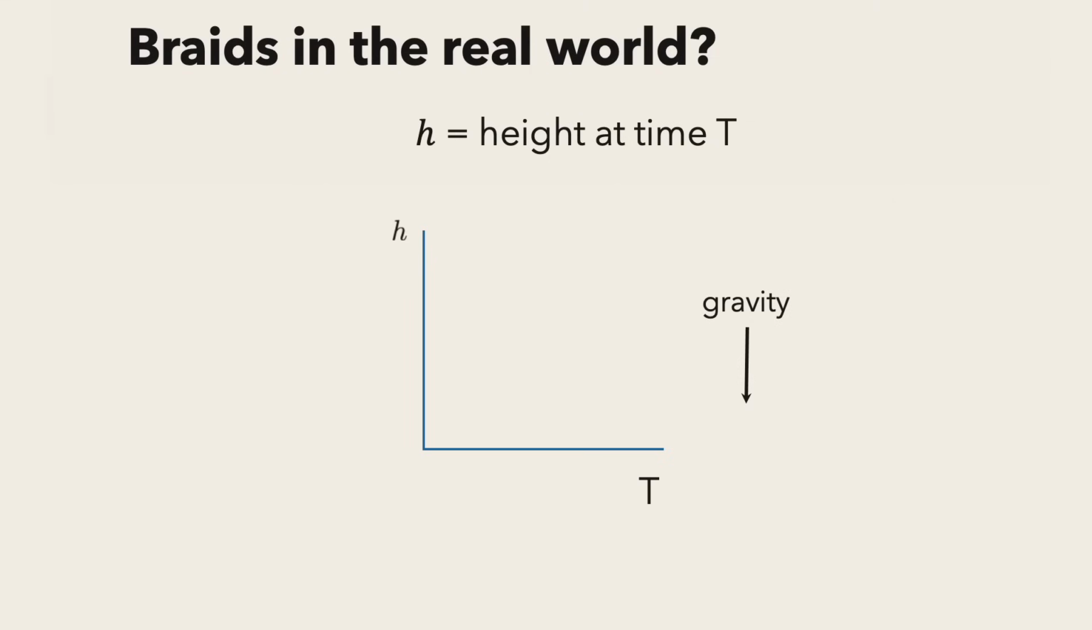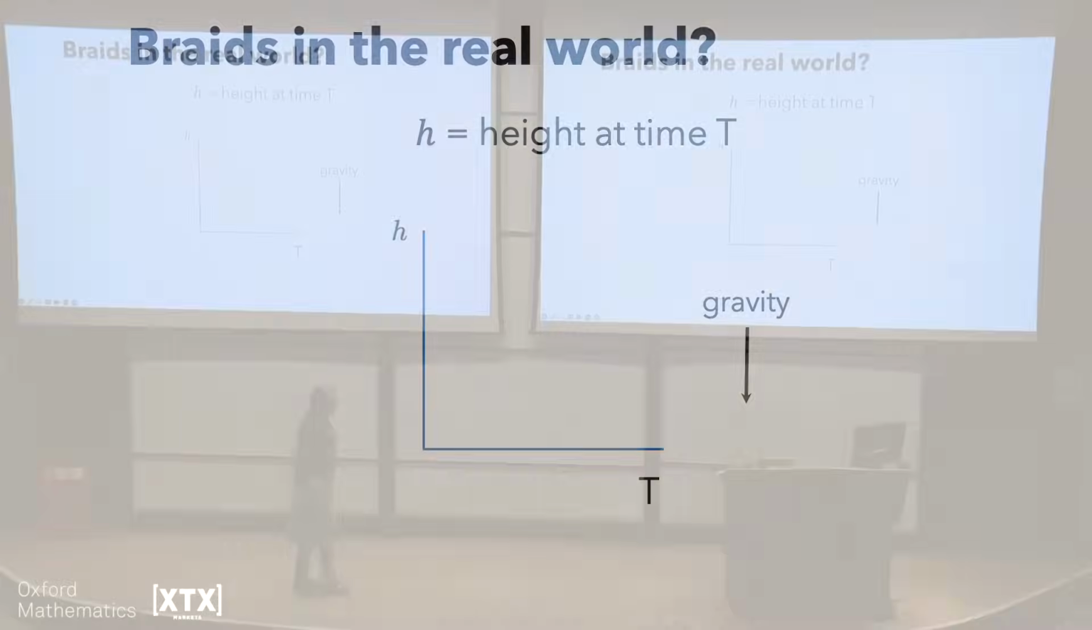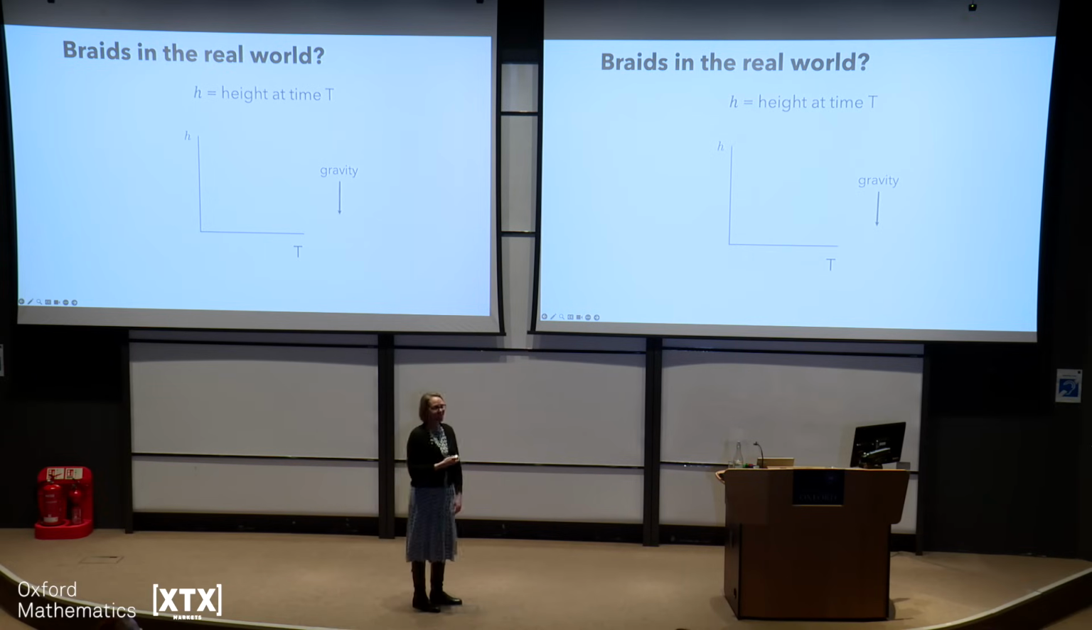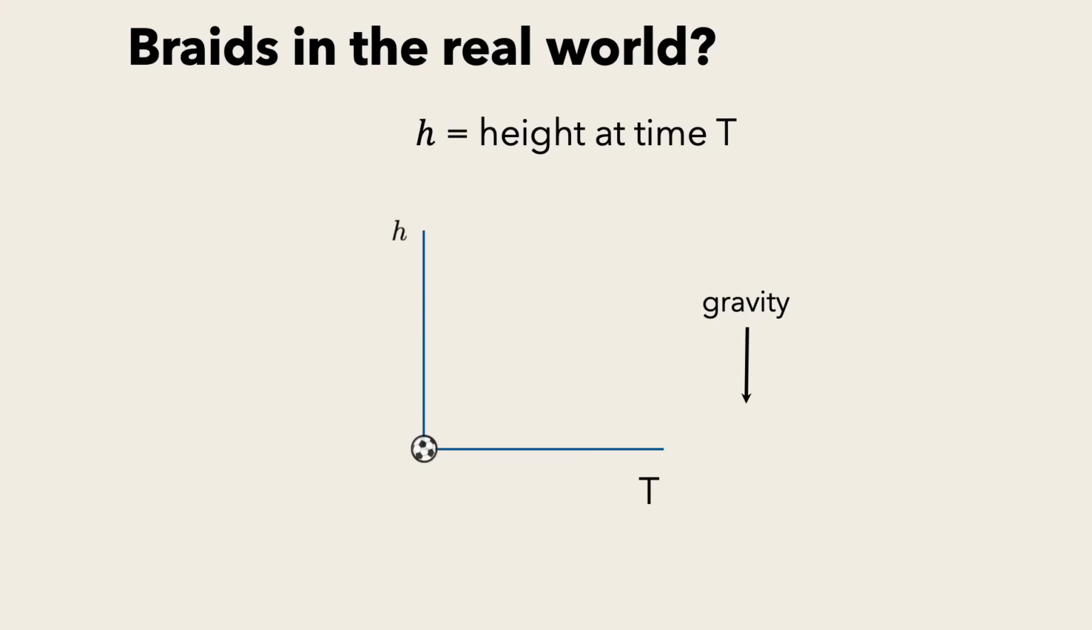So I want to give you an example of braids in the real world. That's all nice abstract stuff, but where do braids show up in real life? You probably weren't expecting a football. Probably not. So I'm going to take a football and I'm going to kick it up, and it's going to trace out a parabola.